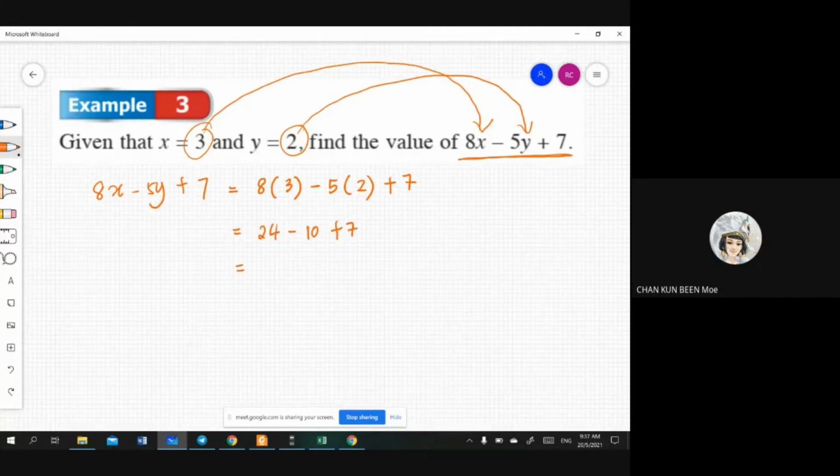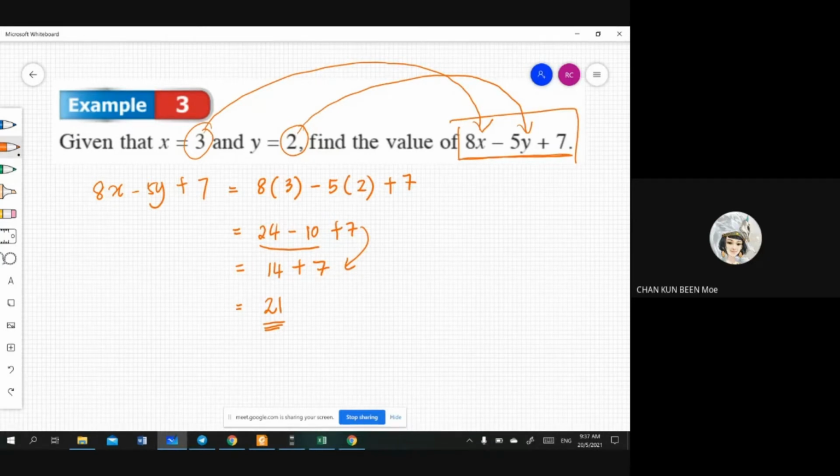So 24 minus 10, hopefully you still remember how to do that. 24 minus 10, how much is it, Kathleen? 14. Correct, 14. So lastly is 14 plus 7. So we need to copy down this one now, although we haven't solved it yet. So lastly, 14 plus 7, the answer is equal to 21. So we already found a value for the algebraic expression. The value for that algebraic expression is 21.